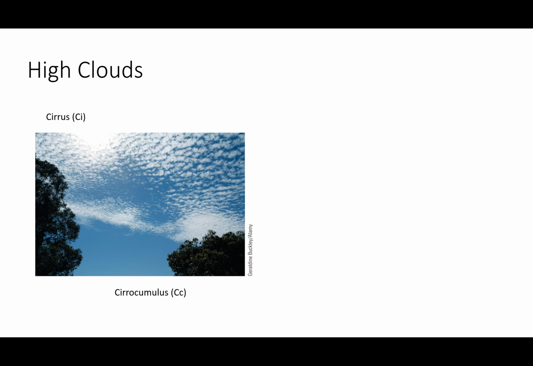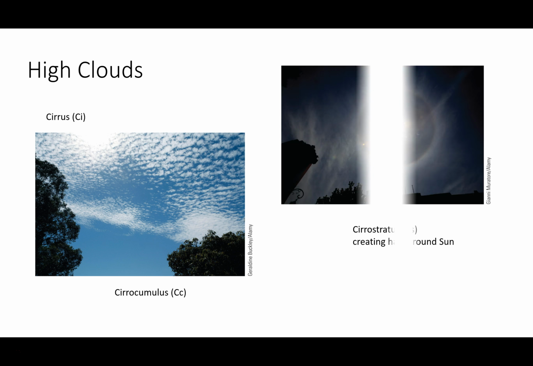All right, so here's some pictures. Starting with the high clouds, this is the mackerel sky, about the size of your pinky. And all cloud types have a two-letter designation. So, yeah, this is cirrocumulus.